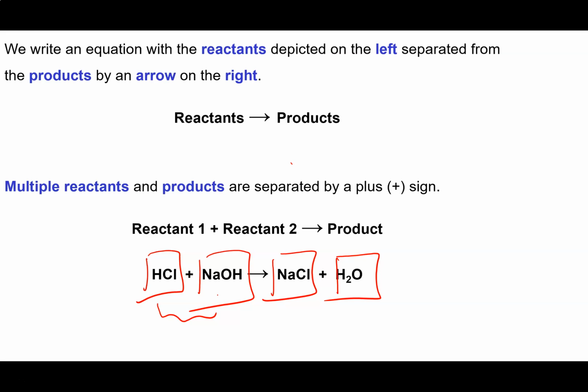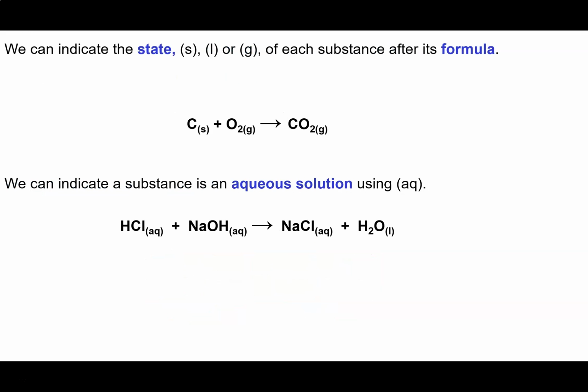Hydrochloric acid and sodium hydroxide are our reactants. Sodium chloride and water are our products. Often we'll indicate the physical state of the substance using the subscripts S, L, or G in parentheses. As I mentioned, these are written as subscripts. They're put in parentheses, and we always use the lowercase letter.